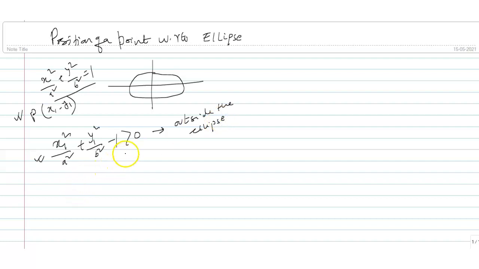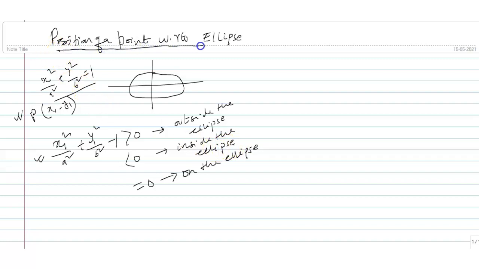If this value is less than 0, then definitely it will lie inside the ellipse. And if this value is 0, that means it is satisfying the ellipse equation, that is, it is lying on the ellipse. I have told about parabola, just the same case here. There is no difference actually. If we learn parabola, you are going to get the concepts very clear, very easily for ellipse.